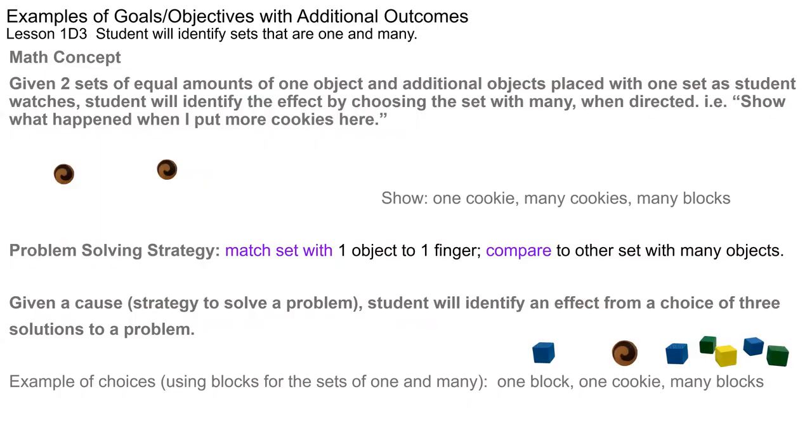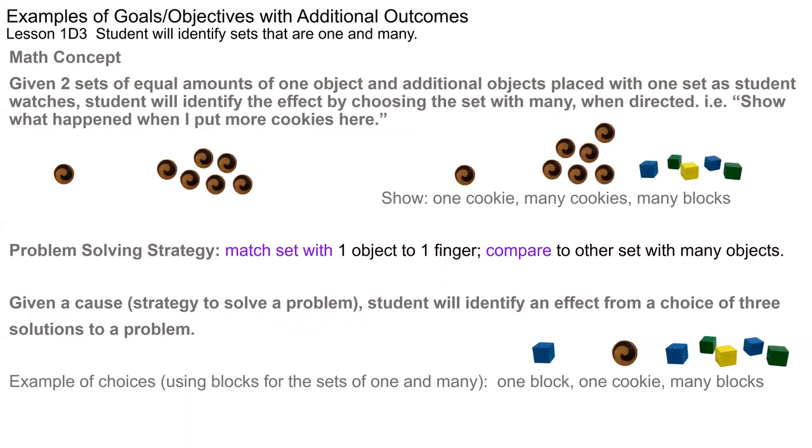Using the lesson, student will identify sets that are one and many. Here are examples of supporting the understanding of cause and effect of the concept of one and many, and later when problem solving. Given 2 sets of equal amounts of one object and additional objects placed with one set the student watches, student will identify the effect by choosing the set with many when directed.